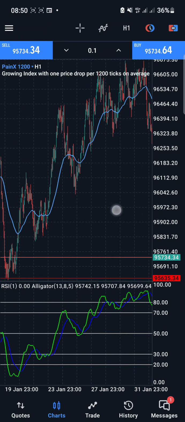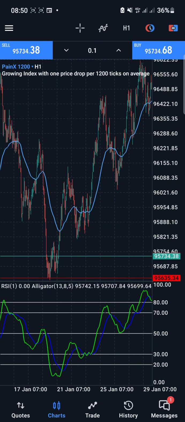on the chart. So this is Painx 1200. I'm on 1 hour time frame. I think I'm falling in love with higher time frame right now because it gives us the opportunity to earn for a very long time. However, if you don't have strong capital, you might find it difficult trading on higher time frame.